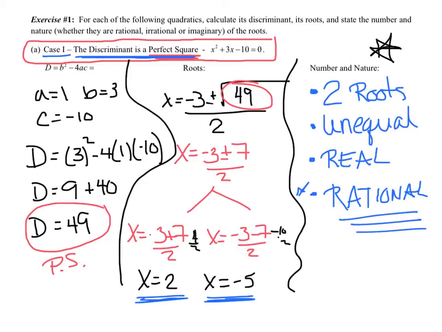Alright, so this is, like I said, where those flashcards would come in handy. On one side of the flashcard, I would put the discriminant is a perfect square. On the other side, here's what I'm writing. 2 roots, unequal, real, and rational.